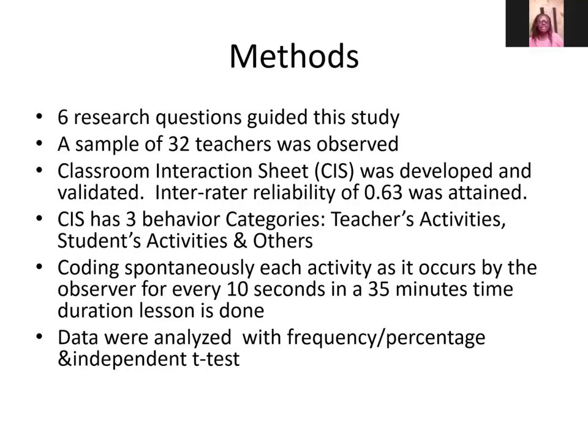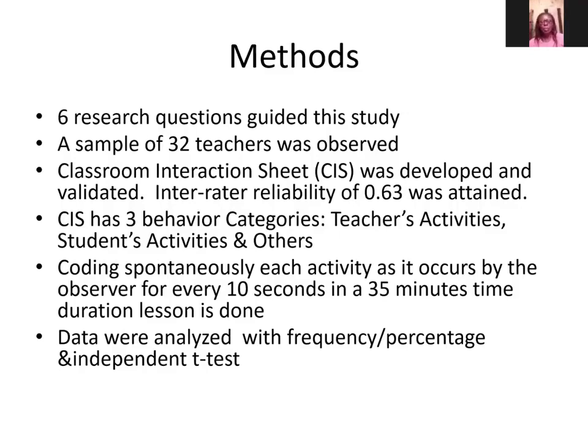The classroom interaction sheet has 3 behavioral categories. Category A talks about teacher behavior activities, and under teacher behavior activities, 17 activities were listed. Category B talks about student activities, and under student activities, 12 activities were listed. And category C talks about others. Others means other behavioral activities that could affect the teaching-learning process negatively. Under this category, we have 7 activities listed.